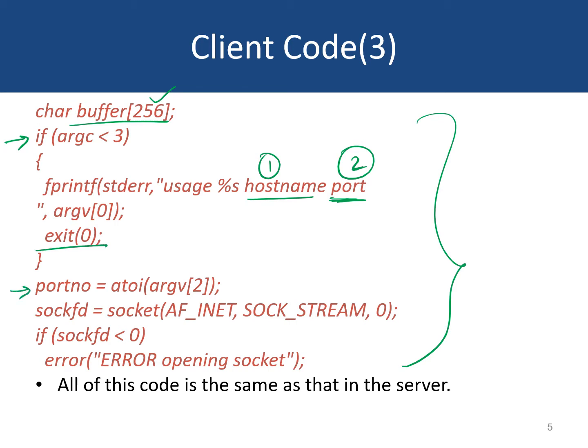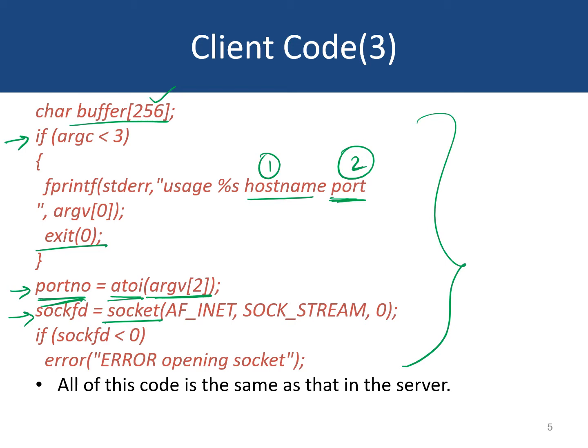After this, here we are using again the atoi function to extract the port number, which was supplied as a string in the command line argument, into the port number integer variable. So we are converting this ASCII string to an integer port number. After that, we are using the socket system call to create a socket for the client process.